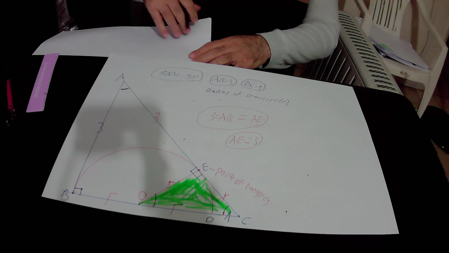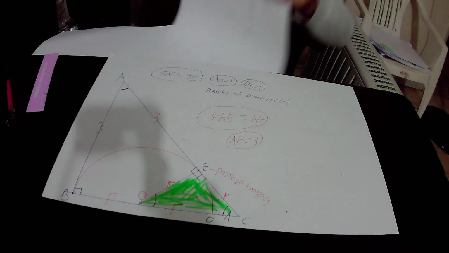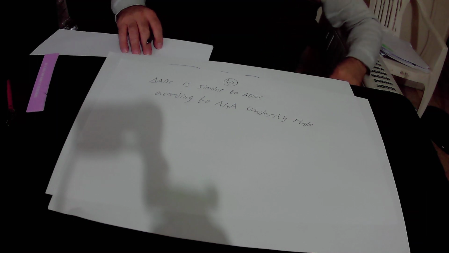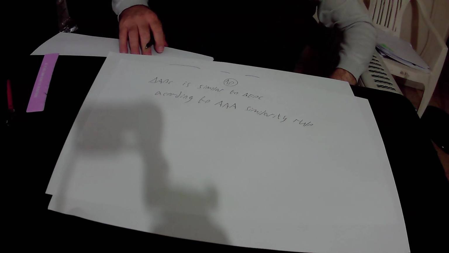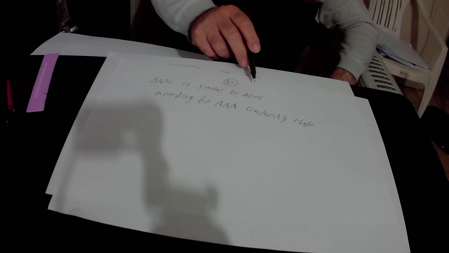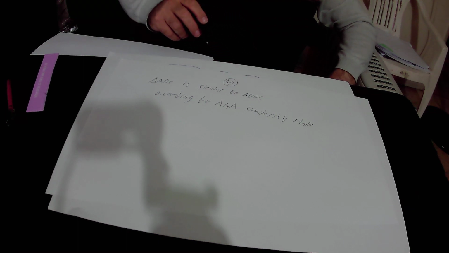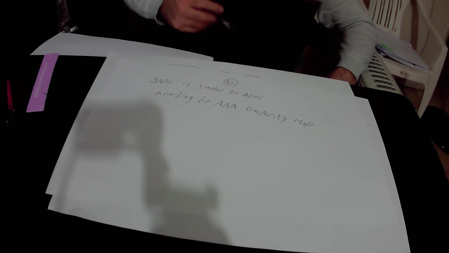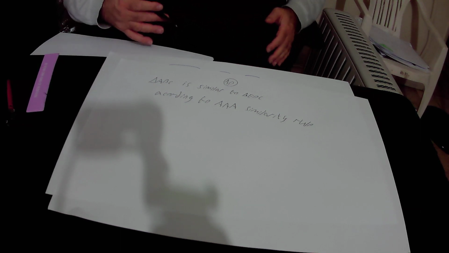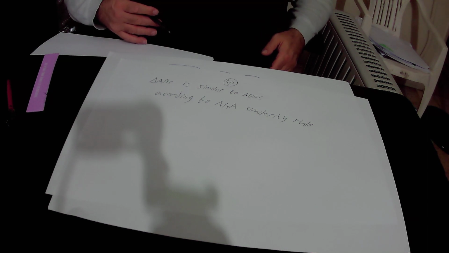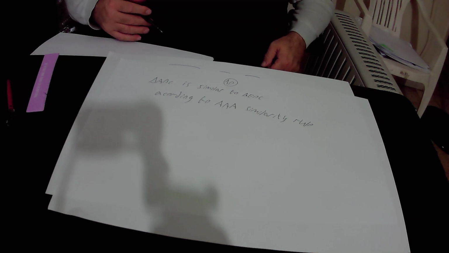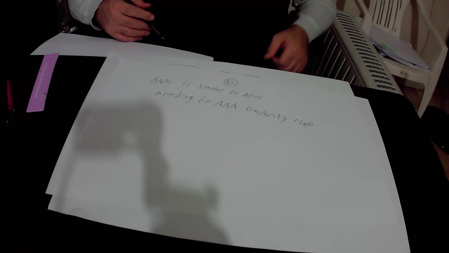So I will repeat again. We proved that triangle ABC is similar to triangle EOC according to the angle similarity rule. So what is the angle similarity rule? The angle similarity rule is that if you prove that three angles of one triangle are congruent to three angles of another triangle, you actually prove that those two triangles are similar to each other.